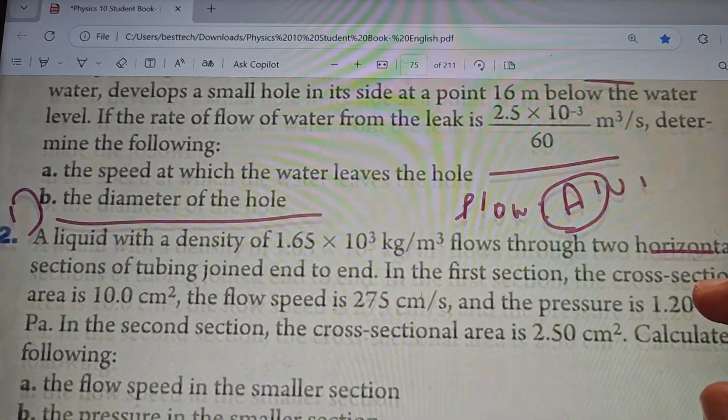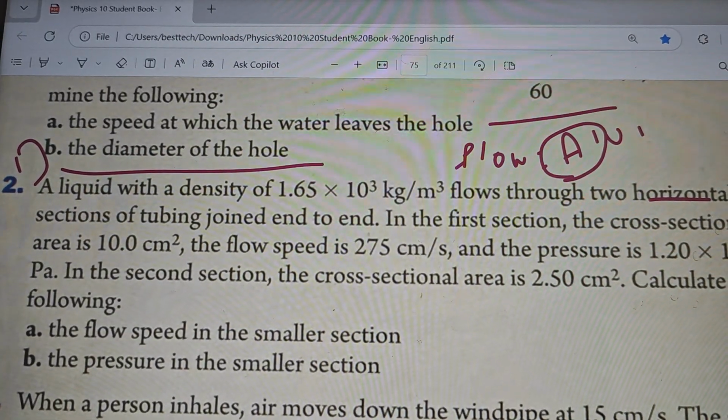Done. Part B. Actually, the other questions are all the same. You can do it by yourself.